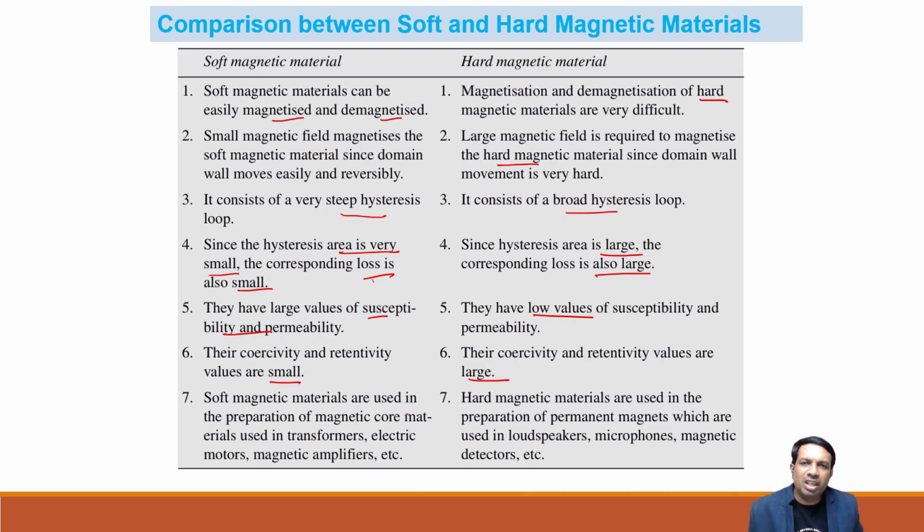Soft magnetic materials are used in preparation of magnetic core materials used in transformers, electric motors, magnetic amplifiers, loudspeakers, microphones, magnetic detectors, etc.